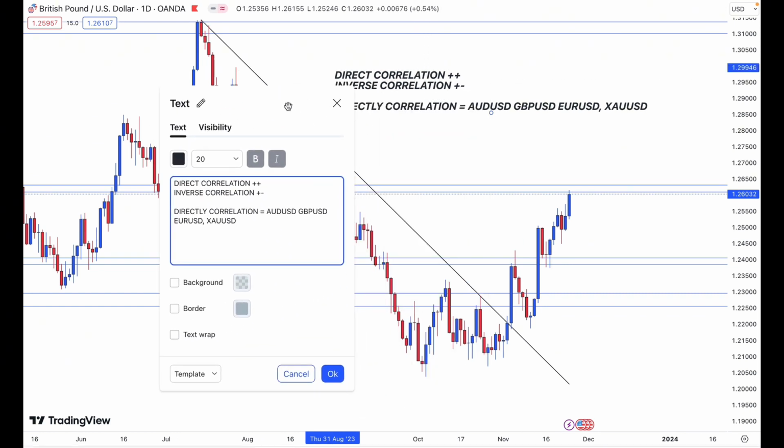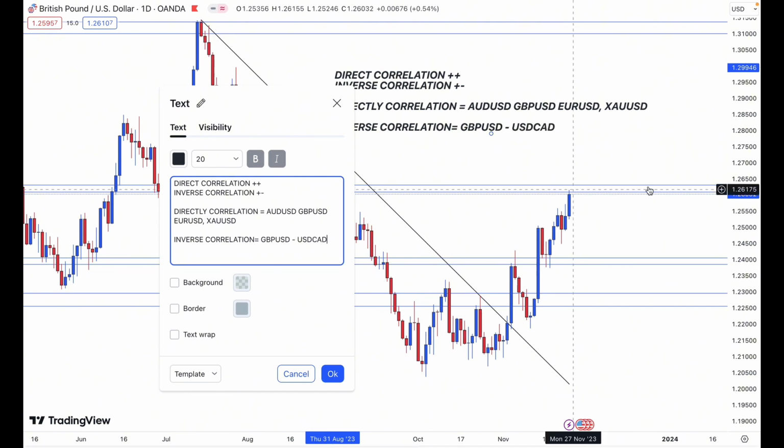Now, the inversely correlated pairs are something such as, let's write it down here, we have AUDUSD. Let's start with GBPUSD, which is a negative of USDCAD. Now, what does this negative signify?